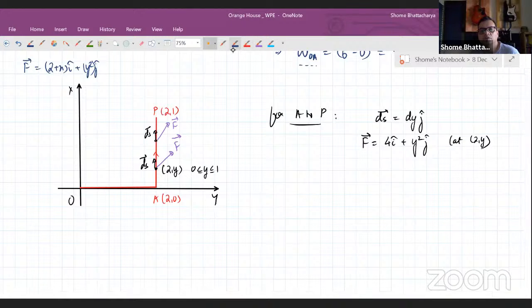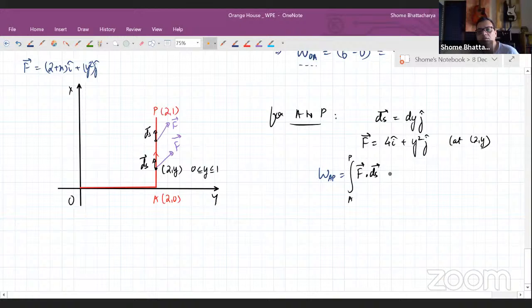So work done from A to P, which is basically the integration of f dot ds going from the point A to the point P. That is going to be 4 i cap plus y square j cap, dot product with this displacement, that is dy j cap, going from the point A, which has y equal to 0, to the point P, which has y equal to 1.